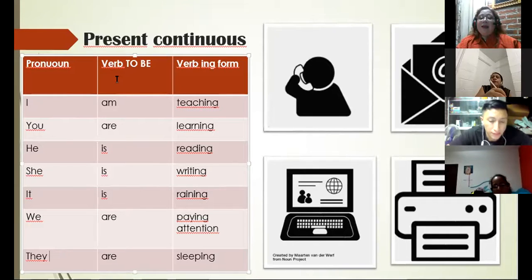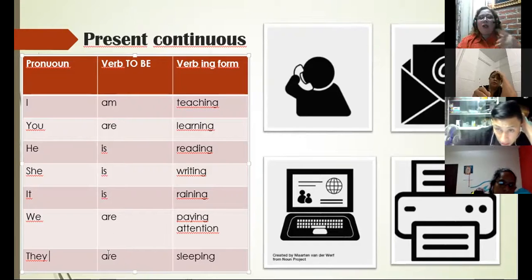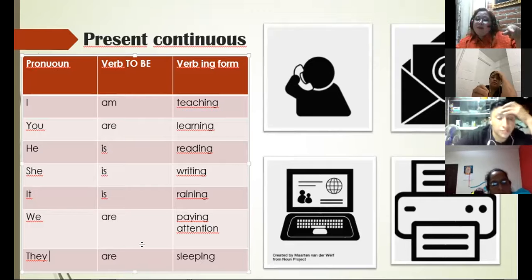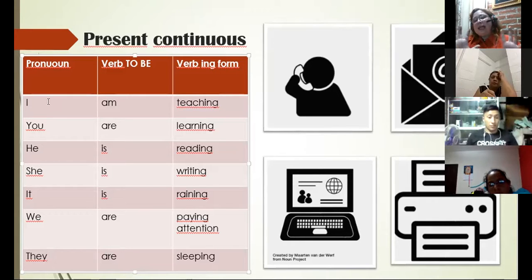So this structure is made by the verb to be plus the ing verb form, ¿verdad? Aquí vemos el verbo to be conjugado. Lo tenemos que conjugar correctamente con las personas que nos toca. Si es tercera persona, es is, ¿verdad? Si es usted o tú, es are. Si es yo, si soy yo, am. Si somos nosotros, if all of us, are. If they, are. Correct. So now let's see again. And let's see if we got it correct.